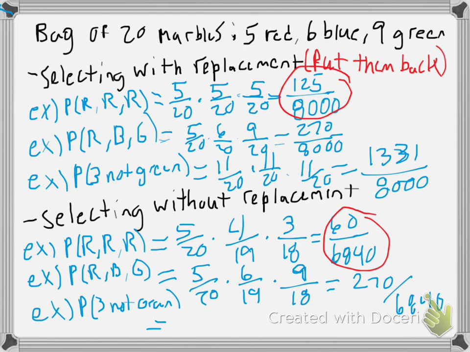Okay, last one. What's the probability that all 3 are not green? So notice I'm doing the same 3, but one is with replacement, one's without replacement. What's the probability all 3 are not green? Well, to start off, there's 11 that are not green, but then I'm going to keep 1, so now I only have 10 that are not green out of 19. And then lastly, I only have 9 out of 18 that are not green because the denominator goes down when I keep keeping the marbles. And let's see here, 90 times 11, 990 over 6,840.